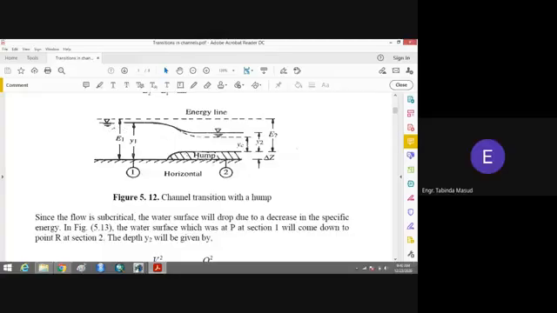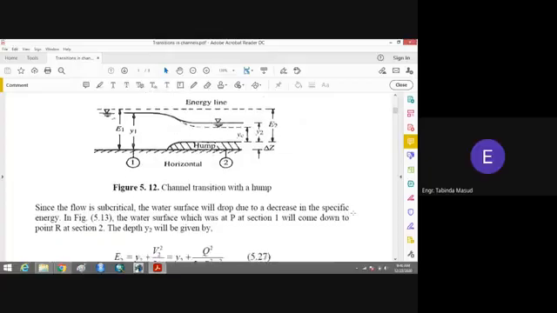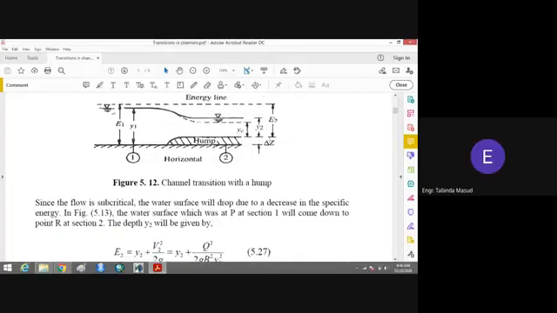So what will happen when you construct a hump? The water will approach the hump, and you can see that this is the depth of the flow, y2. Y2 is the depth of the flow, E2 is the total energy of the flow on the weir, and this is delta Z. Delta Z is the height of the hump. You can see that E2 is smaller than E1, just because of this delta Z. The loss in energy is only due to the height of the hump.